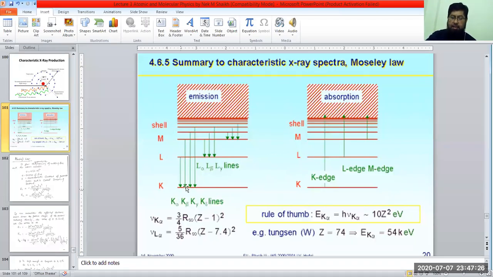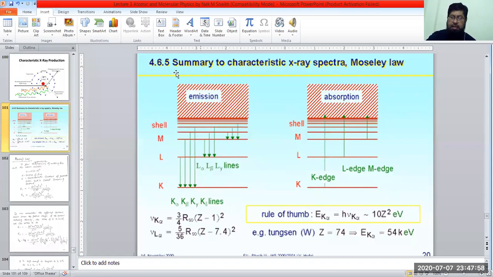If the electron is emitted out from the K shell and deficiency is filled by the M shell, as a resultant, this line is known as a K beta line. If the electron is emitted out from the K shell and deficiency is filled by the L and N shell, then we call it a K gamma and so on. But if the electron is emitted from the L shell, then the deficiency is filled by the N shell, which we call the L alpha, and so on.